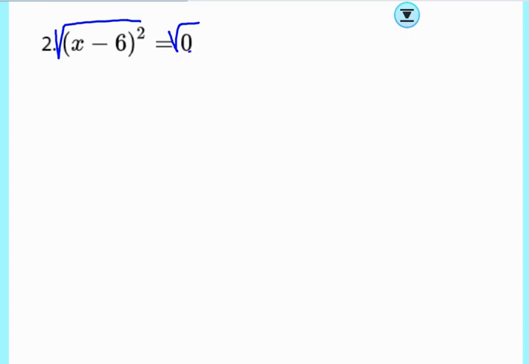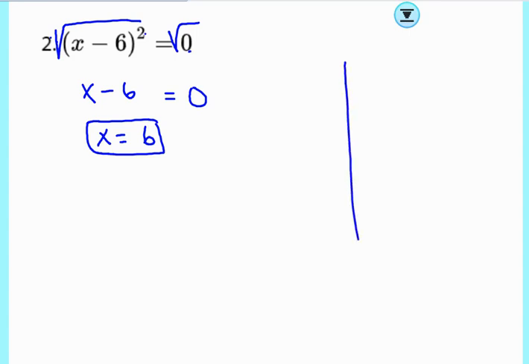What is the square root of 0? What times what gives me 0? Well, the only answer is 0. We don't have a plus or minus 0. That doesn't really make any sense. So here the square and square root undo each other, and x minus 6 is there. We have one last step to add 6. Now that 6 we can access, and we get x equals positive 6. And there's only one solution.